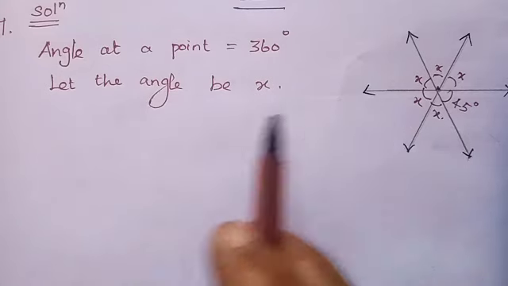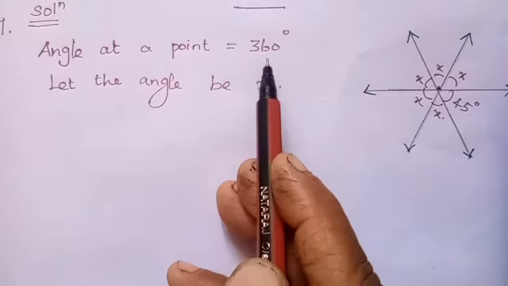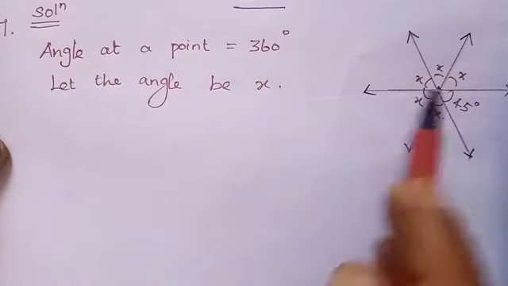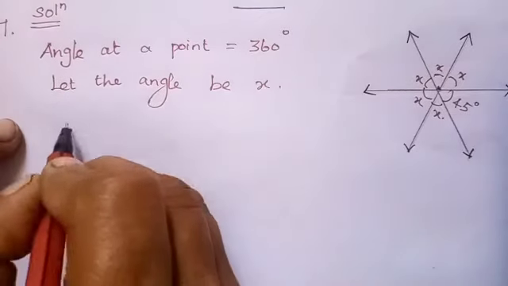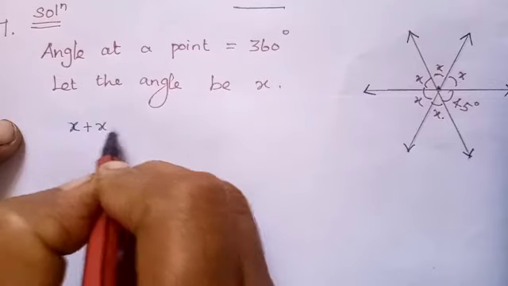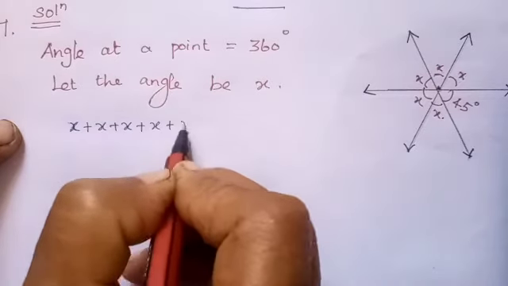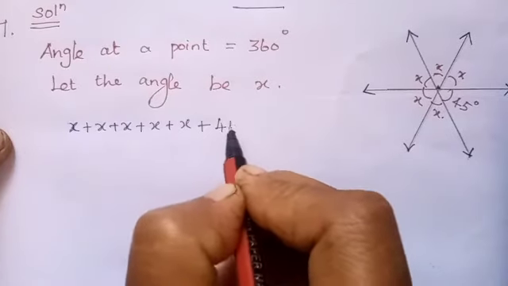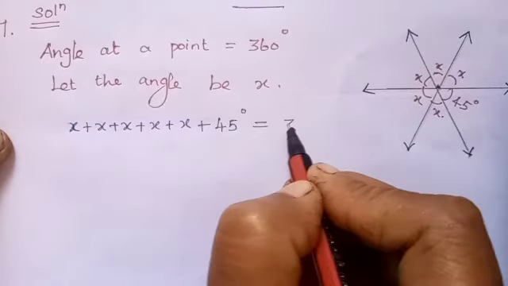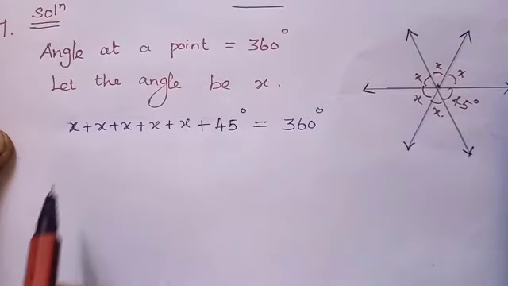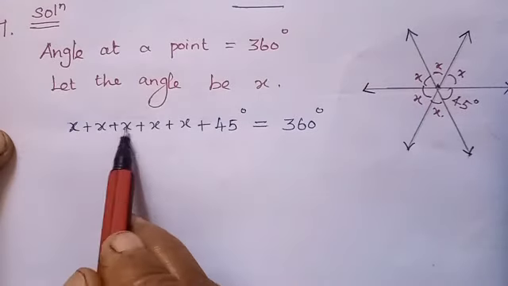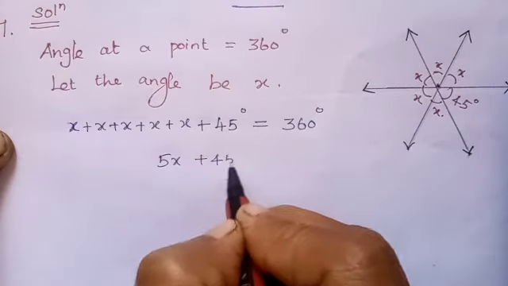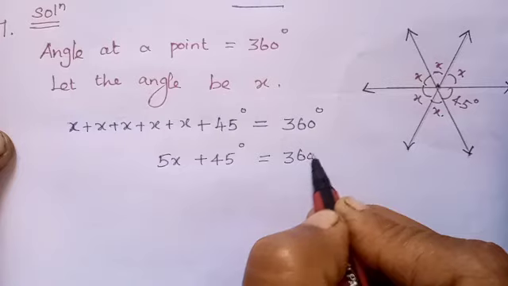Okay, already we know the angle at a point equals how much degree? 360 degree. Here I assumed one of the angles is x. Now we can add all the angles: x plus x plus x plus x plus x, because 5 angles are x, and the 6th angle is 45 degree. The sum of all these angles is how much degree? 360 degree. Add these x now: 1x, 2x, 3x, 4x, 5x. So 5x plus 45 degree equals 360 degree.